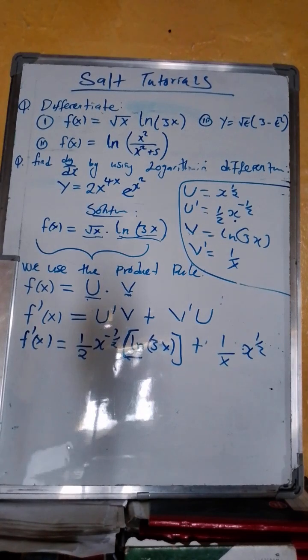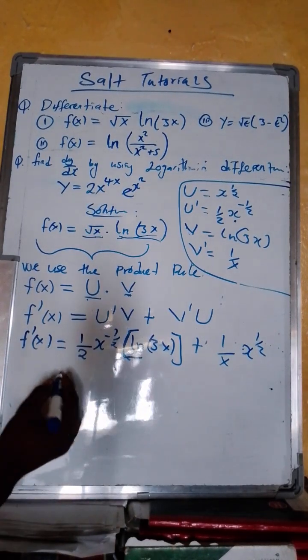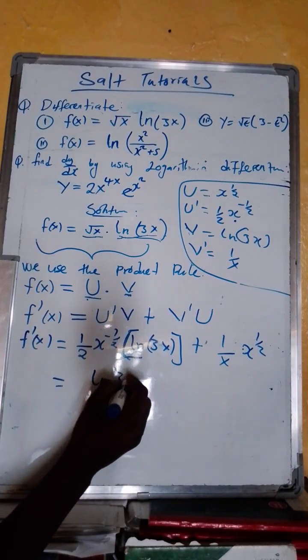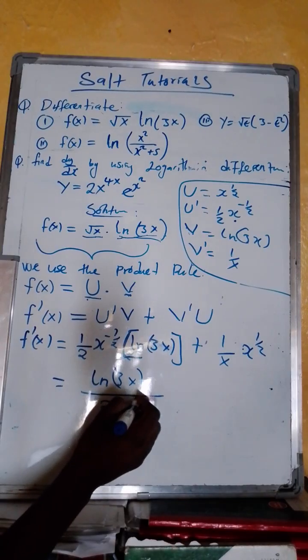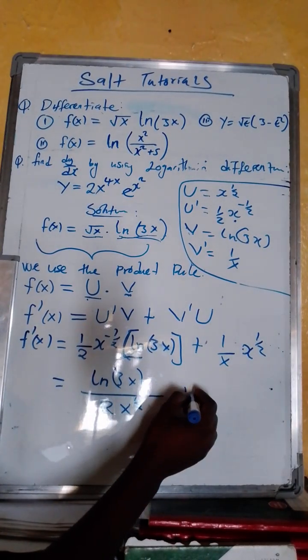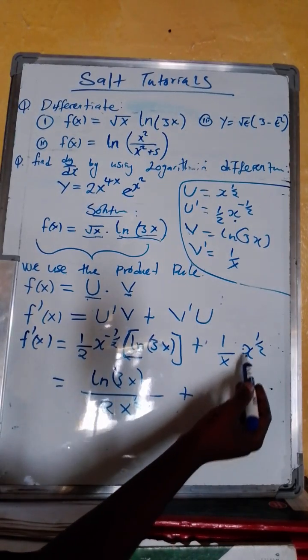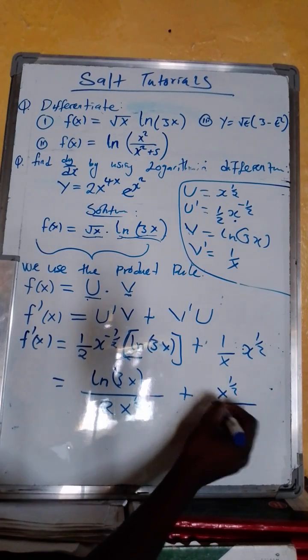The rest is just basically simplifying things. Now, let's put positive indices here somewhere. This is x power negative 1. It can come in the denominator. It means I'm going to have this times that, the natural log of 3x on top over 2x power positive 1 over 2. This side I'm going to have plus. This is a positive index already, so x power 1 over 2 divided by x.